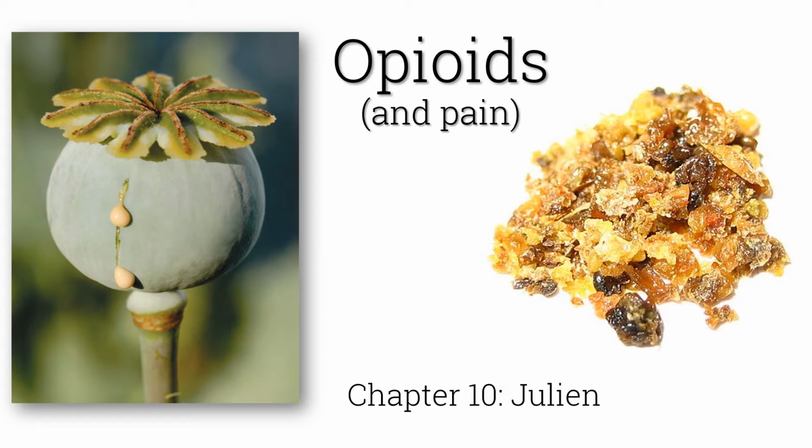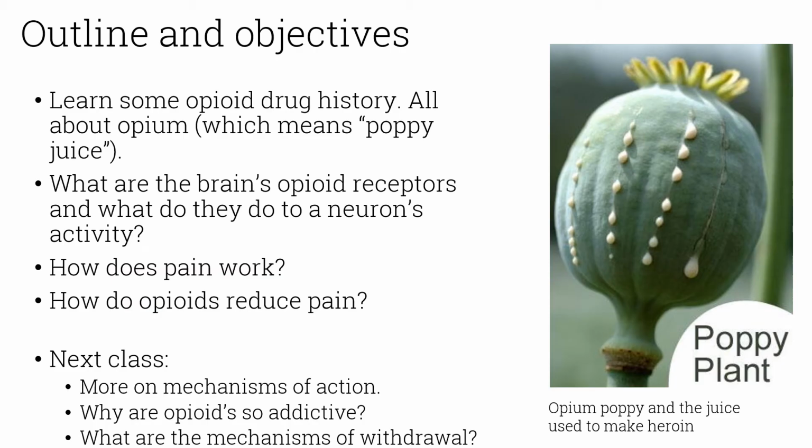Today and Thursday we'll be talking about opioids and pain from chapter 10 in Julian. So today we're going to learn all about opium, which is essentially just dried poppy juice. You can see on the right-hand side the poppy plant, which is sort of bleeding this liquid, which is made up of different opioids like morphine and codeine. We'll look at the history of opioid drug use, going back all the way to ancient Egypt and likely even earlier, through to the present day where we see the rise of much more potent synthetic opioids.